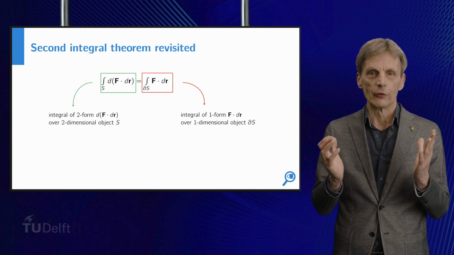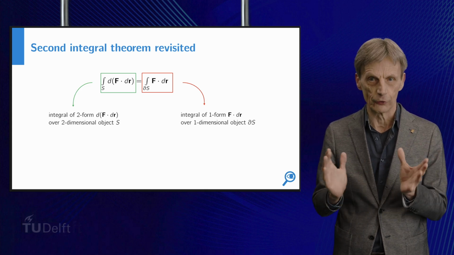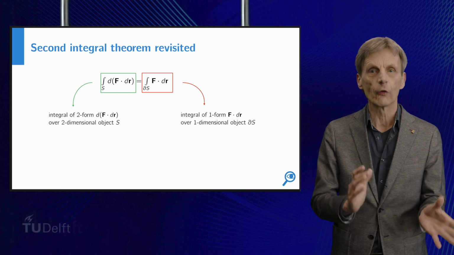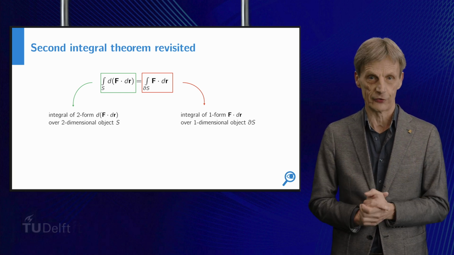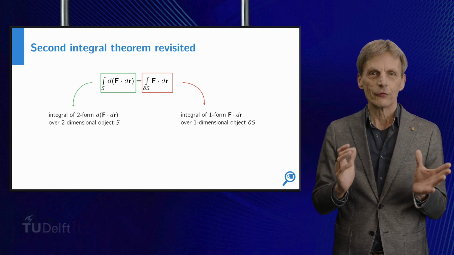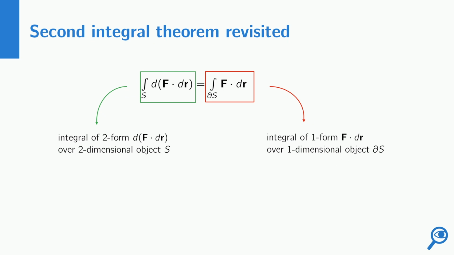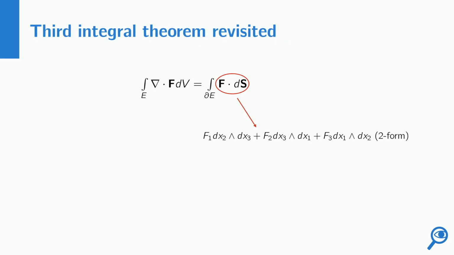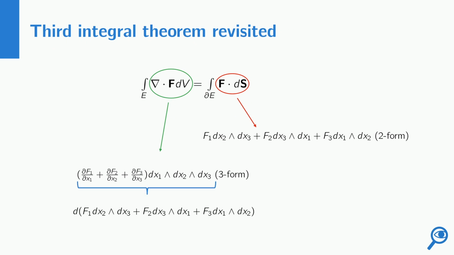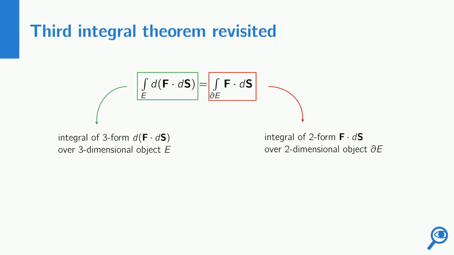Hence, we have an integral of a 1-form over a 1-dimensional object on the right, and an integral of a 2-form over a 2-dimensional object on the left. Finally, let's re-examine the third theorem, which has a 2-form under the integration symbol on the right. On the left, the expression under the integration symbol is the 3-form shown here, which turns out to be the exterior derivative of the 2-form on the right. Hence, in the third theorem, we have an integral of a 2-form over a 2-dimensional object on the right, and an integral of a 3-form over a 3-dimensional object on the left.